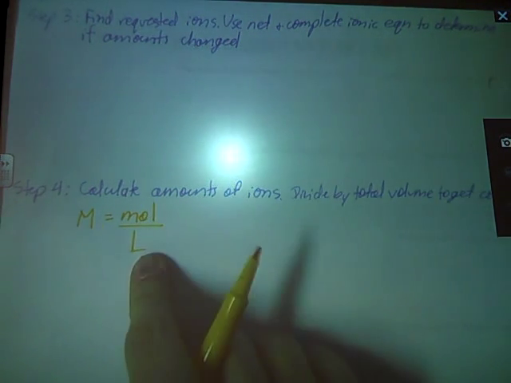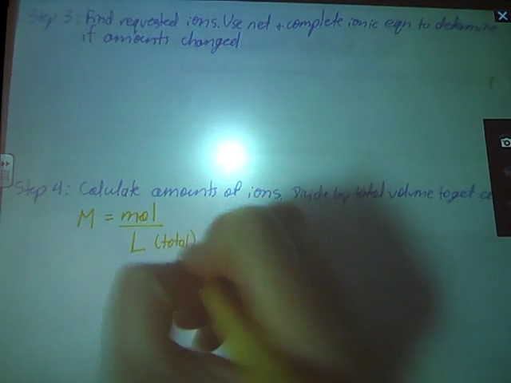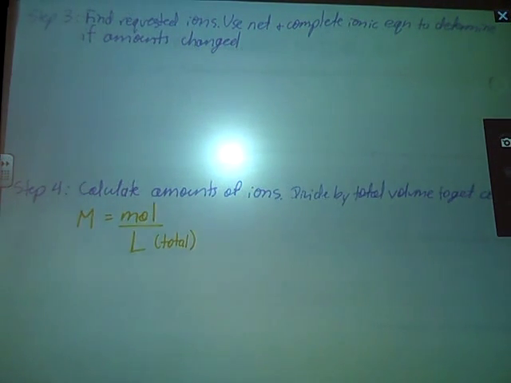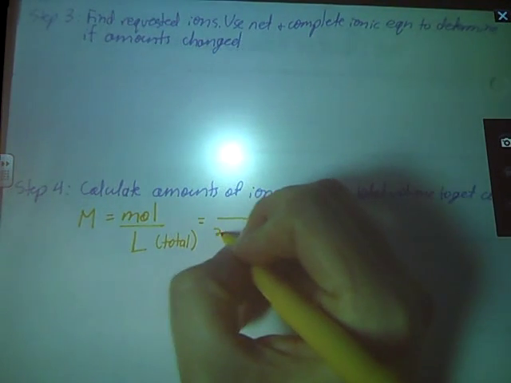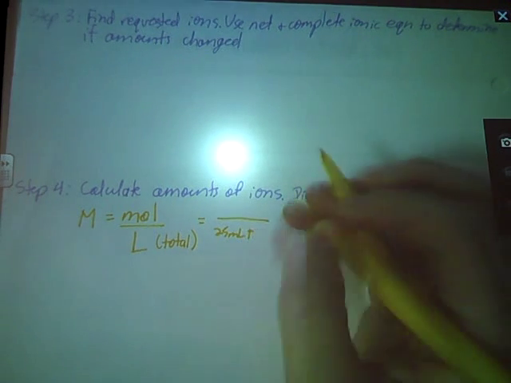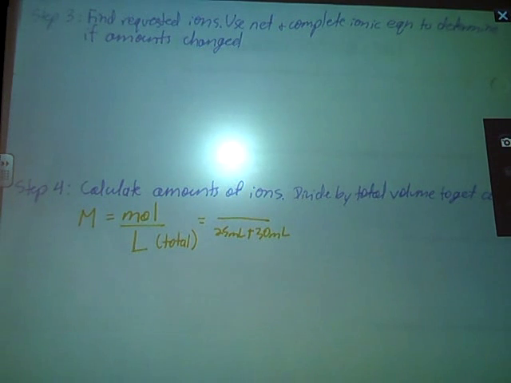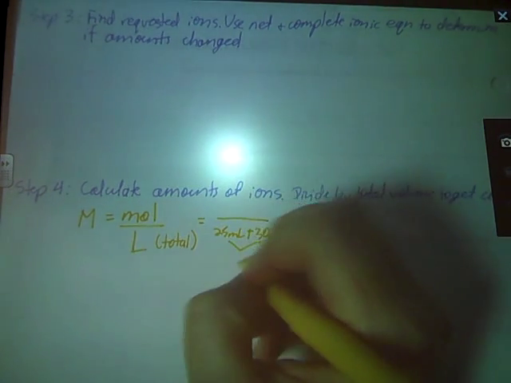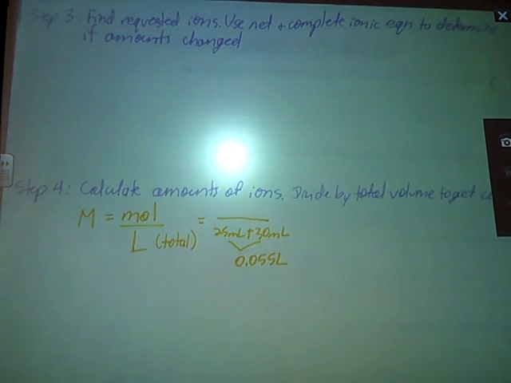Since this is per liter of solution, it should be noted that this is total solution, since we have in fact mixed our two solutions. So we had 25 milliliters, and we added that with 30 milliliters. So 25 plus 30 is 55. 55 divided by 1,000 is 0.055 liters. Now I need that moles piece, though.